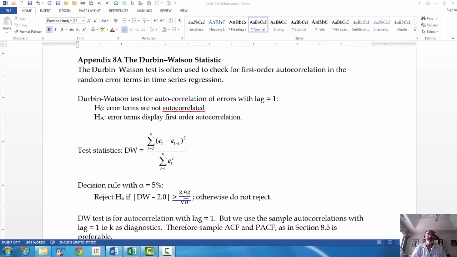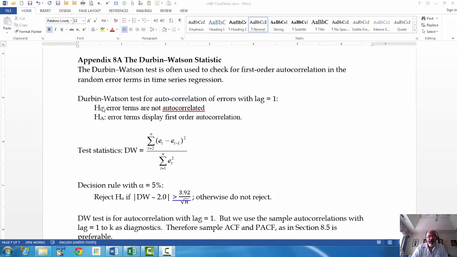Because it is popularly used, you need to know about this. But the Durbin-Watson test statistic is only for autocorrelation among the residuals with a lag of just 1, whereas ACF and PACF you can compute for many lags, and therefore those two are more versatile than the Durbin-Watson statistic. But since it is part of the statistical packages normally offered, you need to be aware of that statistic.